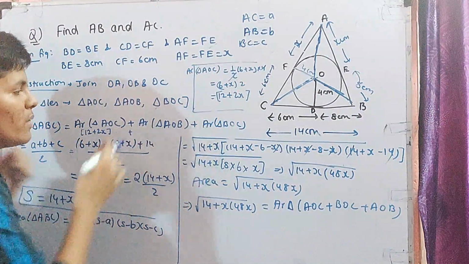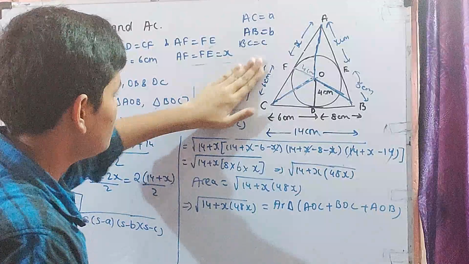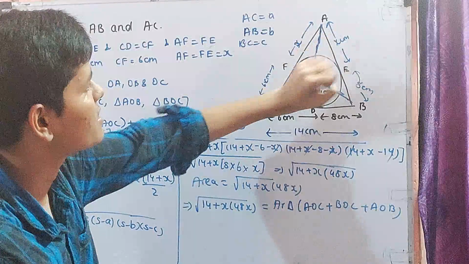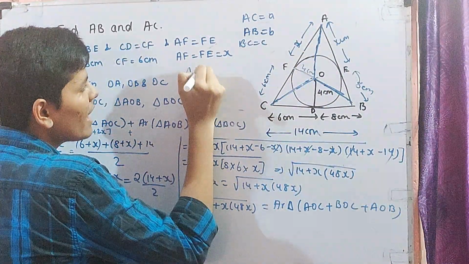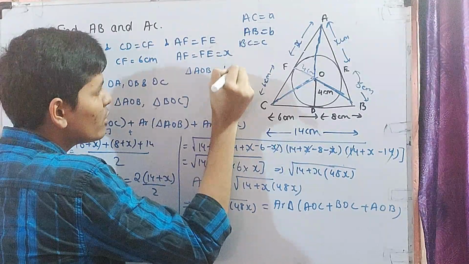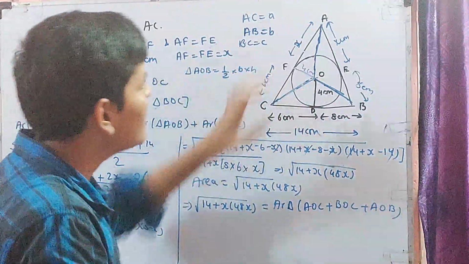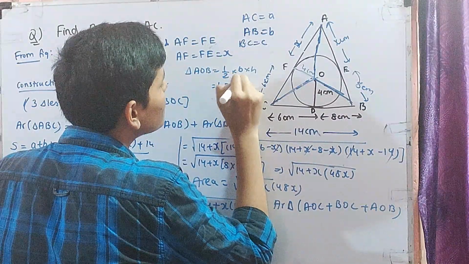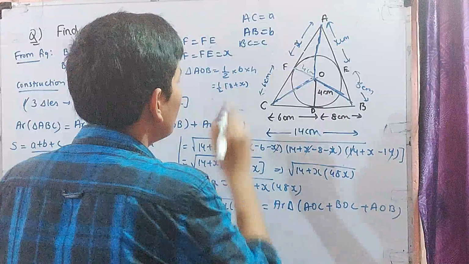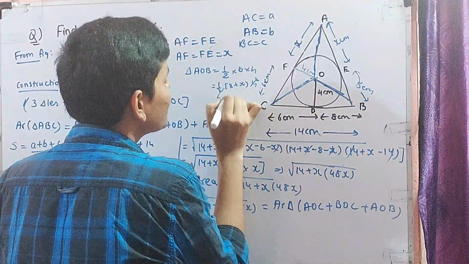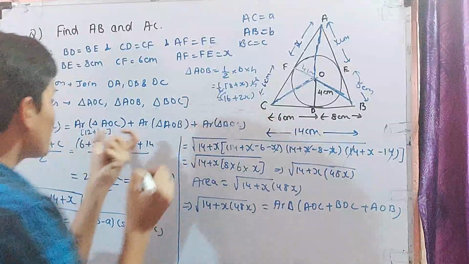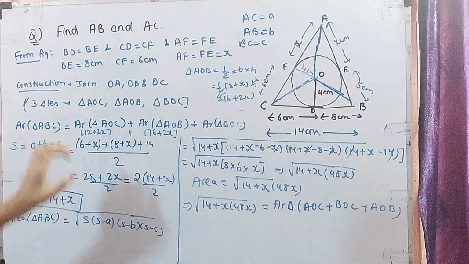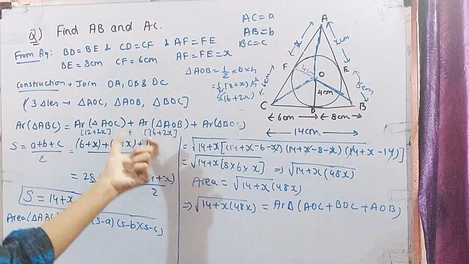Now plus, the area of triangle AOB. Triangle AOB is over here, this triangle. So area of triangle AOB is again half into base into height. In triangle AOB, the base is 8 plus X. So half into 8 plus X into, again your height is 4. Again 2 ones are 2, 2 fours are 8, so you will get 16 plus 2X. So area of triangle AOB is 16 plus 2X. Triangle AOC, half into base into height. Triangle AOB, half into base into height.